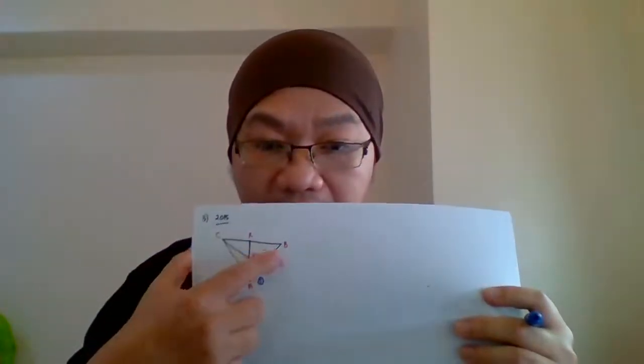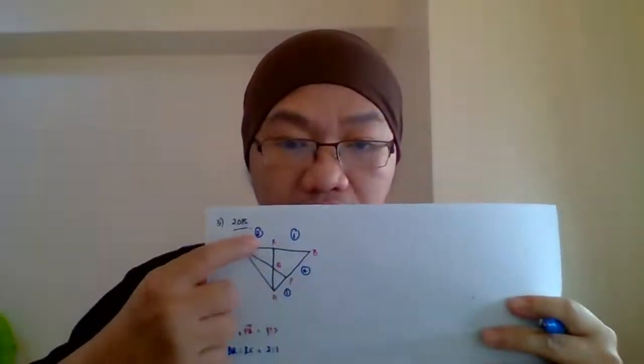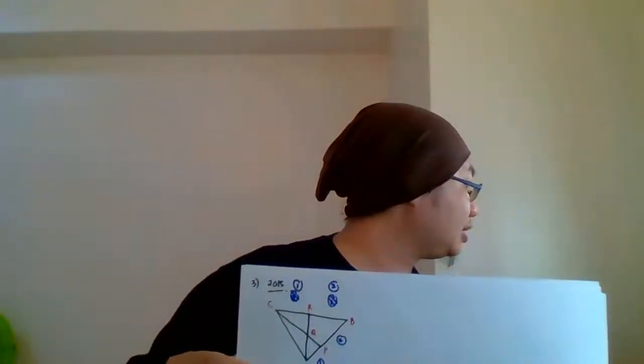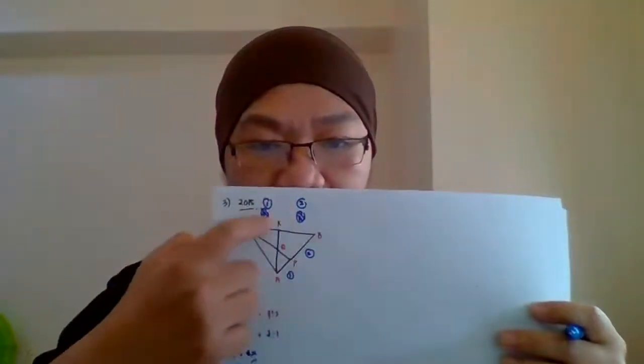Number 2, the BR to RC. Okay, BR to RC is given by 2 to 1. So 2 and 1 here. Okay, so update 2 and 1. Sorry, I got it the wrong way around. BR is 2, CR is 1. Yeah, this one is 2, 1 here. Okay, I reversed it earlier. Okay, next.